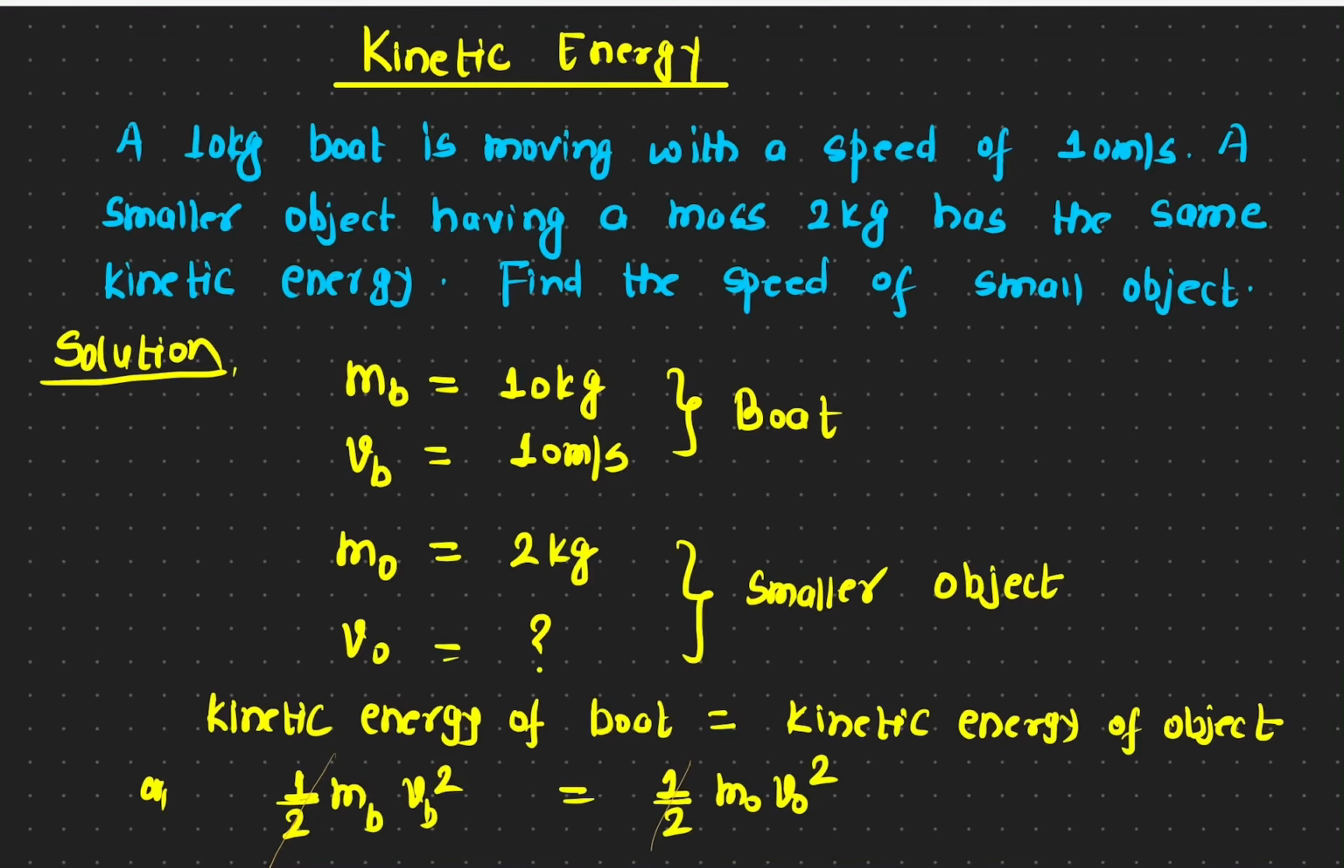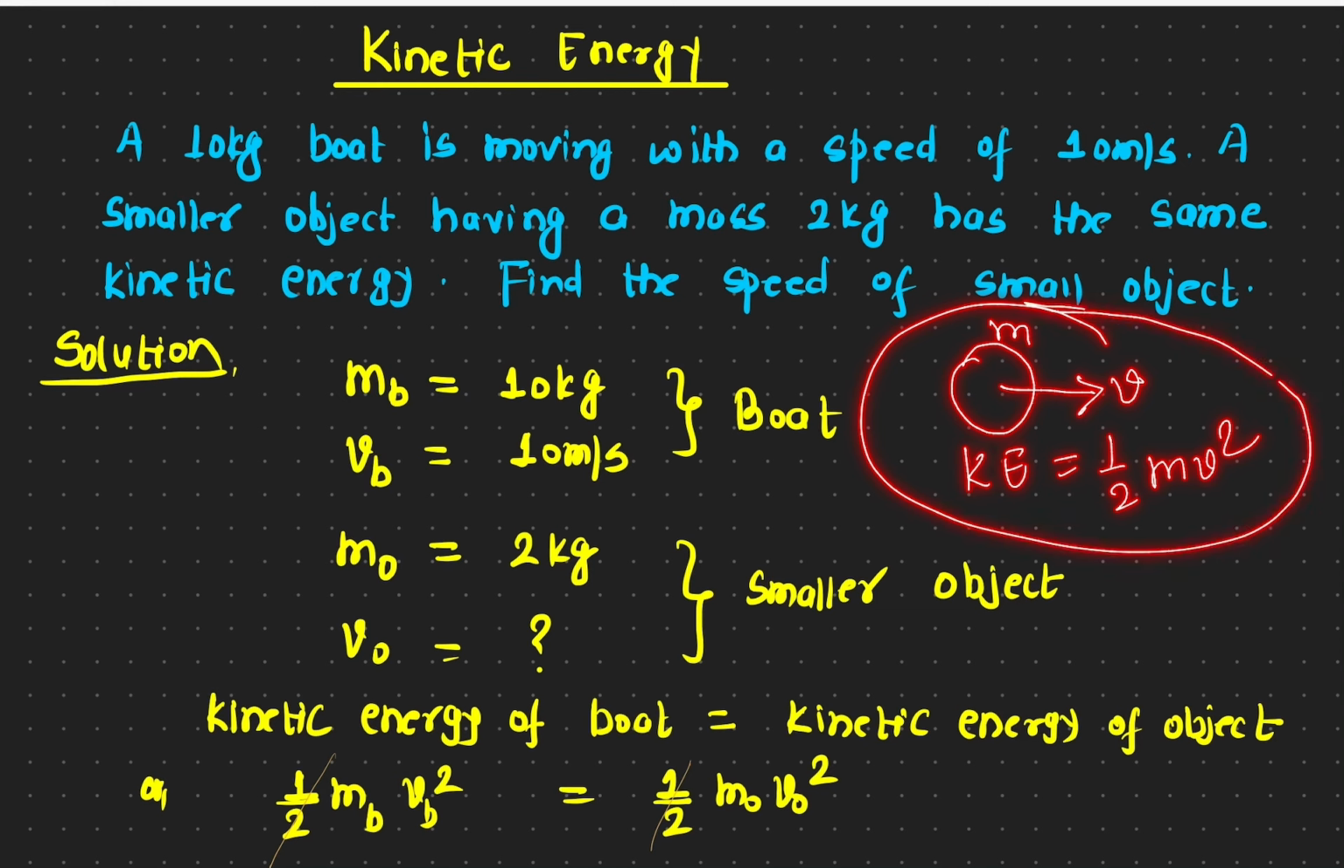In this problem, we're going to find out the speed of an object, and all the concept that we need is the concept of kinetic energy. So just to recall, any moving object has a kinetic energy. Let's say this object is moving with a speed v and has mass m. Then the kinetic energy will be given by half mv squared. That's the equation. Just remember this equation. Kinetic energy is half mv squared.